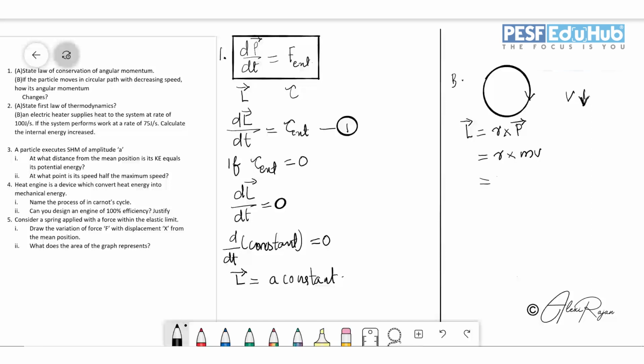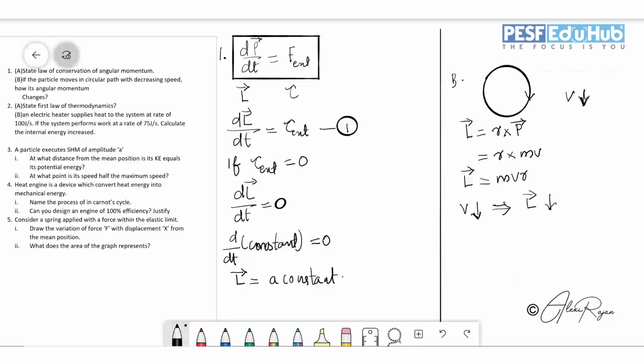More precisely, I will just write mvr. L is equal to mvr. I'm not taking the cross product in a correct way, I'm just writing mvr. Now it is clearly said that your velocity is decreasing, and especially note that for the exam, don't put this arrow for the convenience. For a fast revision we are using these type of symbols. Then obviously if v is decreasing, your L will also decrease.